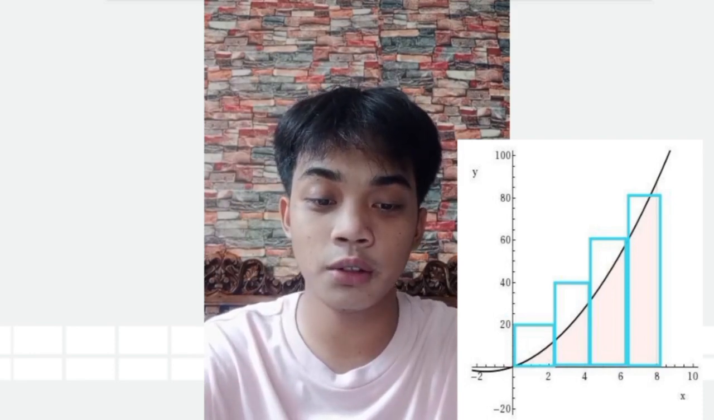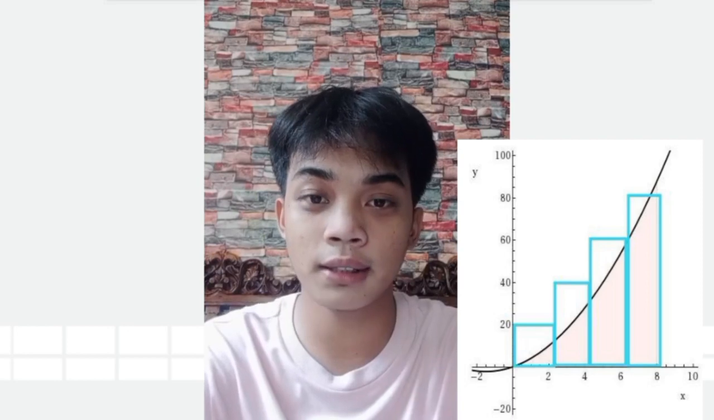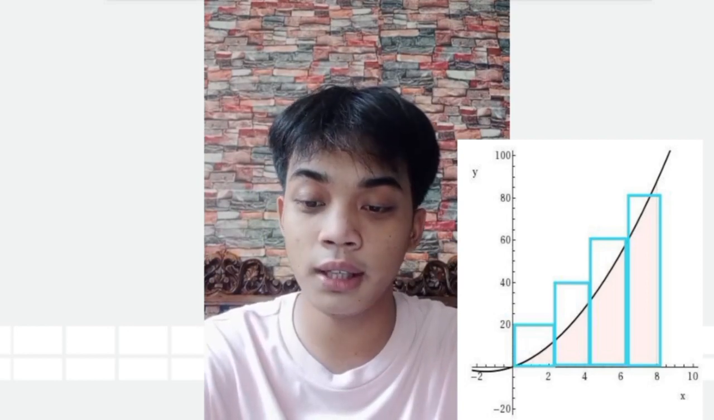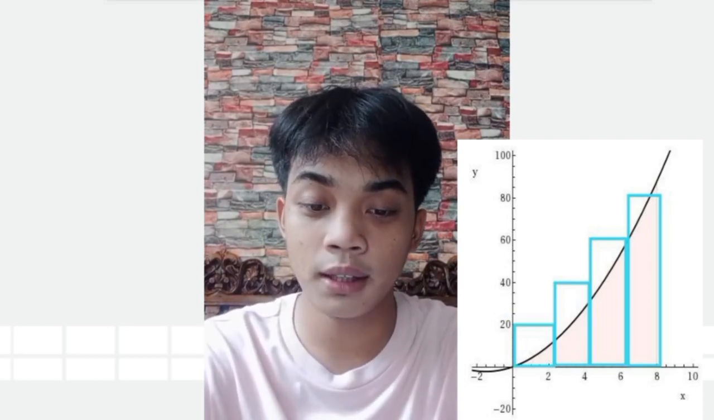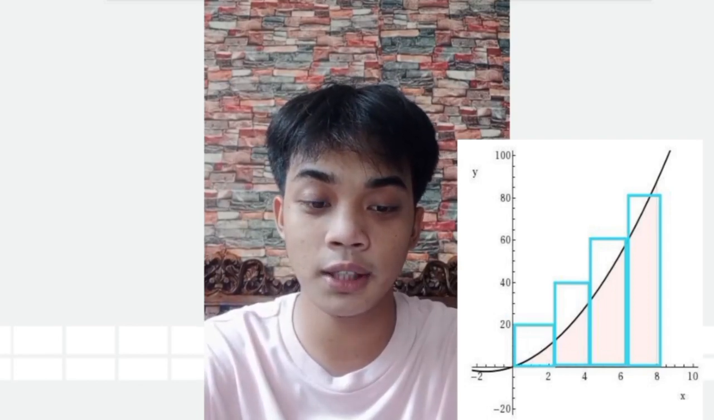Start by graphing the function you want to integrate. In this example, we have graphed the function f(x) equals x squared on the interval 0 to 8. The curve represents the function. Next is dividing the interval. Divide the interval 0 to 8 into subintervals.